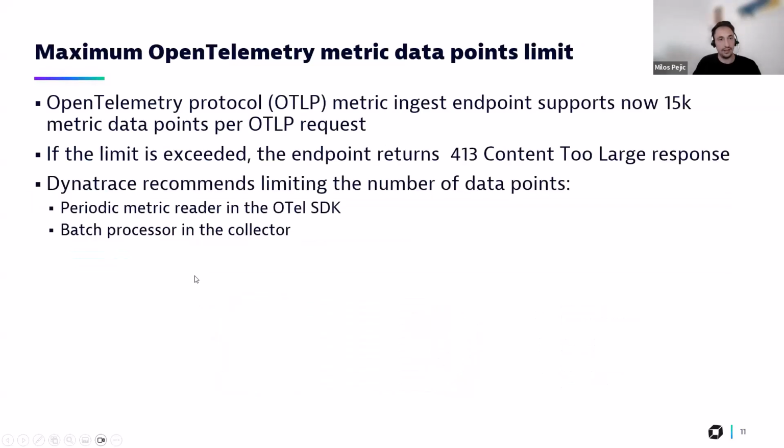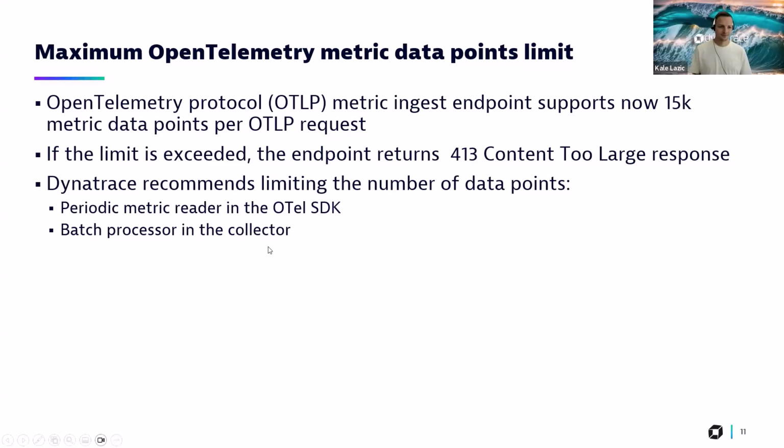What else do we have? OpenTelemetry here. Yeah, the OpenTelemetry metric ingest endpoint limitation when it came to the maximum data points that can be ingested with one request was increased. It's now 15,000 data points per request. Yeah, so that's pretty cool. In case this limit is still exceeded, then the endpoint will return 413 content too large response.